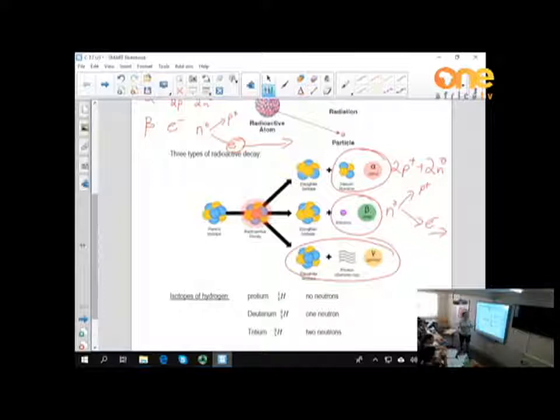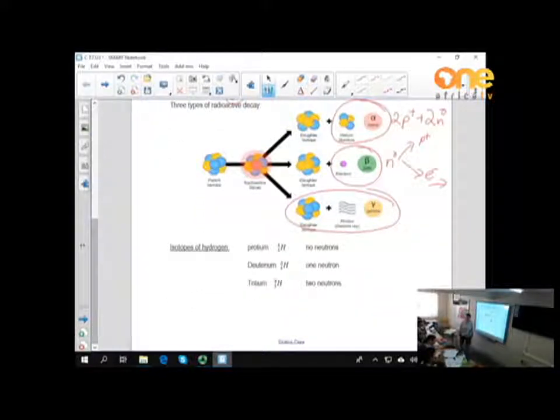It depends on what the nucleus does, but it can either shoot out alpha, beta, or gamma. Some are only alpha emitters together with gamma, some are only beta emitters together with gamma, and some only emit gamma radiation. It depends on what you've got. Now, you don't need to specifically know which one is an alpha, beta, or a gamma radiator.